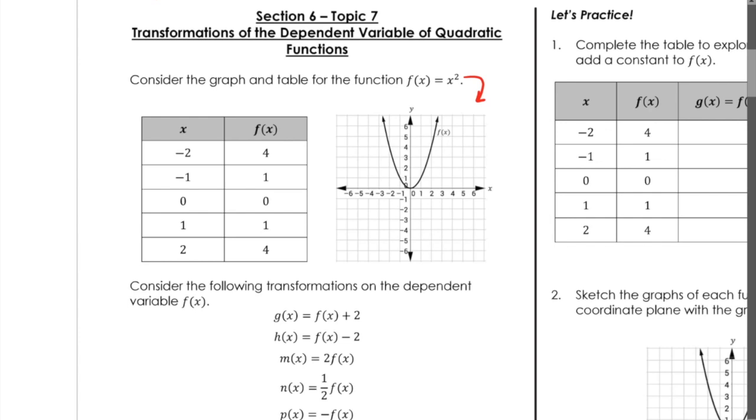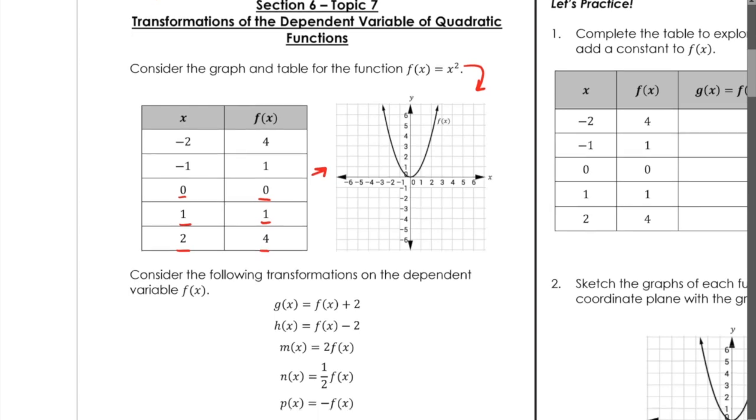That is that graph. If they put negative 2 in here, negative 2 squared is 4, negative 1 squared is 1, 0 squared is 0. That's where they're getting these numbers from. 1 squared is 1, 2 squared is 4. Okay. Then they plotted those on the graph and they created this right here.